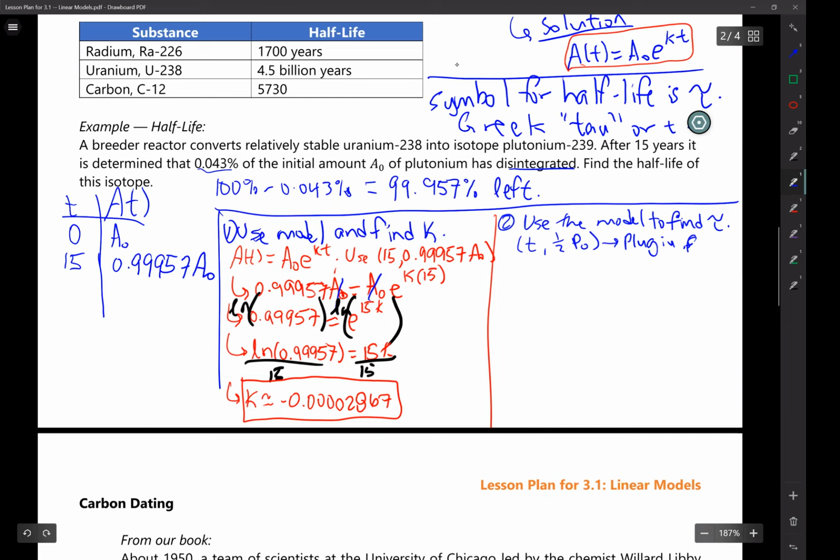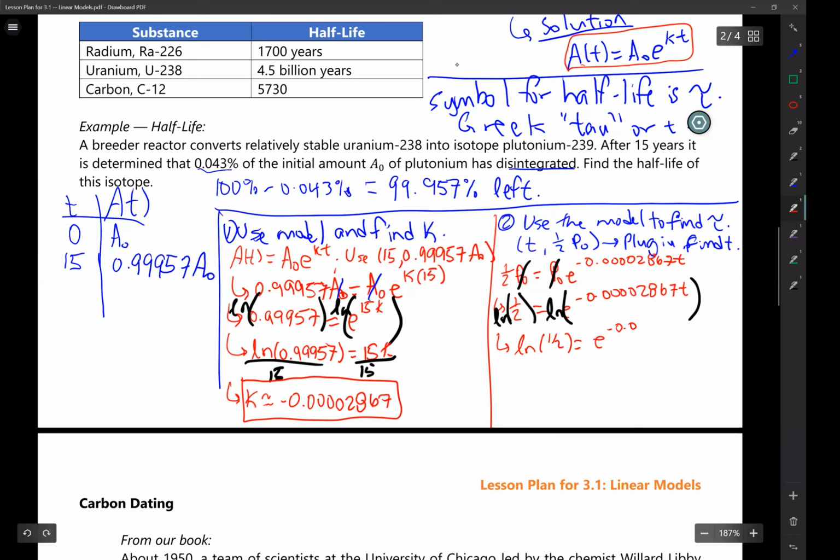So let's go ahead and do that. So we have 1/2 P naught, because again, half-life is saying there's half of the stuff there. Half of the P naught has to equal the original P naught times e to the negative 0.00002867 t. And then we'll just do algebra to figure out what the time is. So the P naughts cancel, and then you get 1/2 is equal to e to the negative 0.00002867 t. And then you just take ln on both sides.